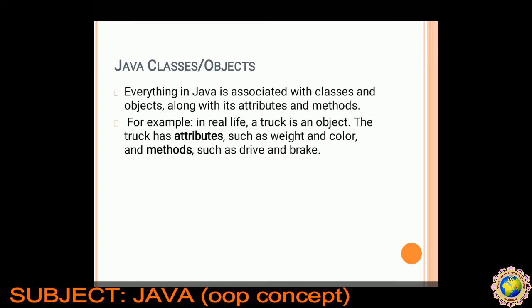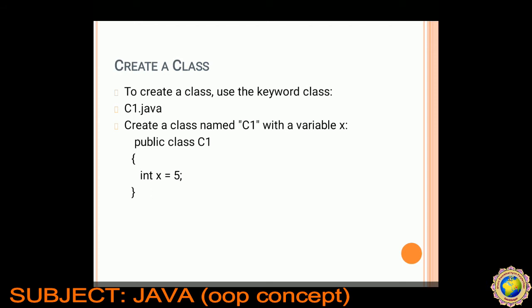Let's see what we mean by the class. Here we have created one class. Before that, let's see what a class is. A class is a user-defined data type with a template that serves to define its properties. So we have taken here one class, c1.java, and we have initialized the value x equal to 5. Right? So x is a variable, and 5 is the value of x.